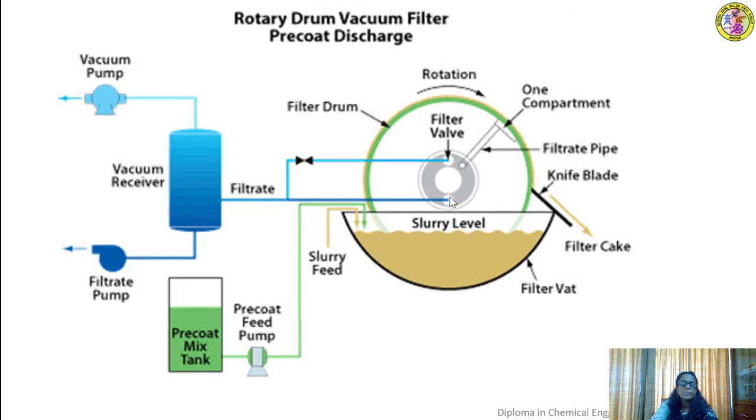So this is a point from which the filtrate is withdrawn and collected in this filtrate tank, which is connected to a vacuum pump here. So this is how we can apply vacuum to the compartment which is being dipped inside the slurry in the slurry tank. So this pre-coat mix tank is for using the filtrate, whenever the cake cannot be formed as a porous cake.